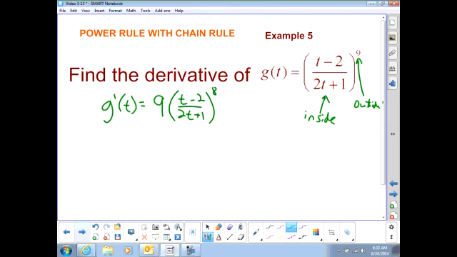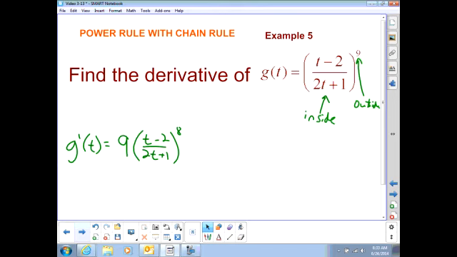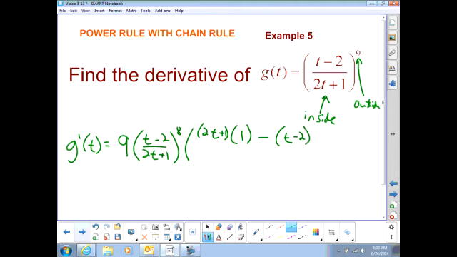And now we've got to do a derivative of the inside, which we'll have to do low d high minus high d low all over low low. So low will be 2t plus 1. D high will just be 1, minus high, t minus 2, d low, which is just 2. This will all be over low low.